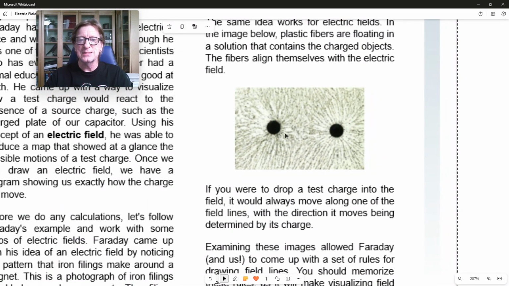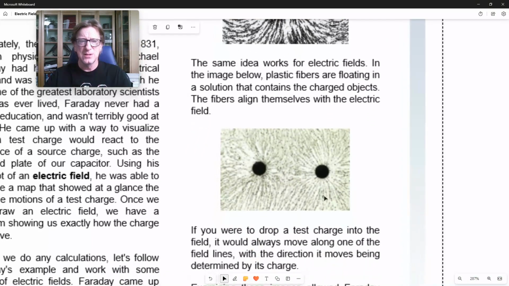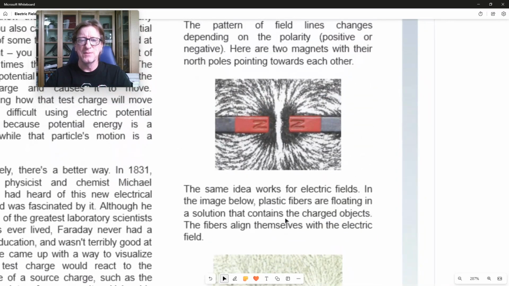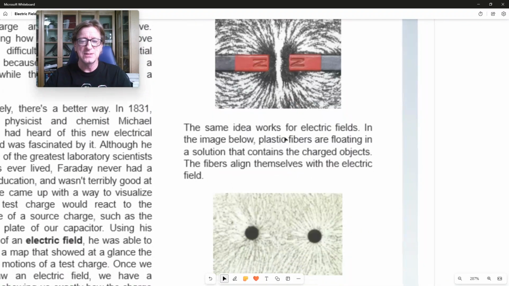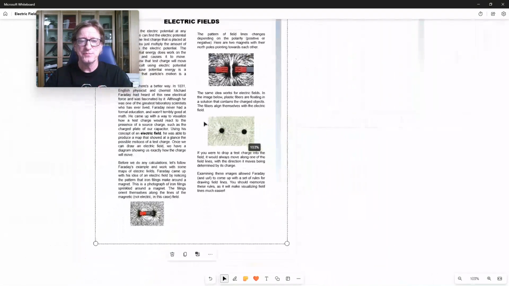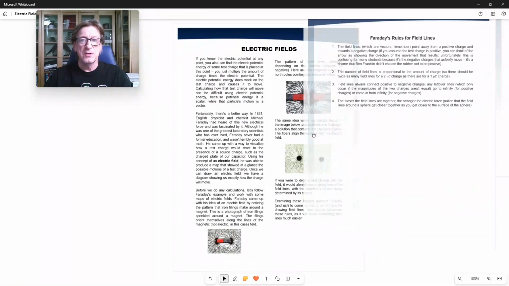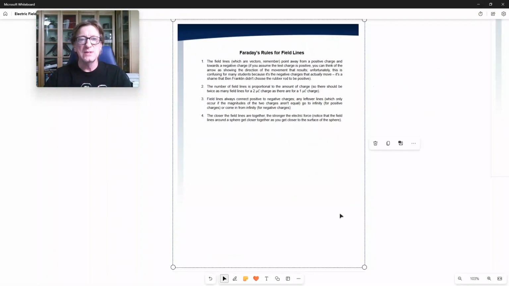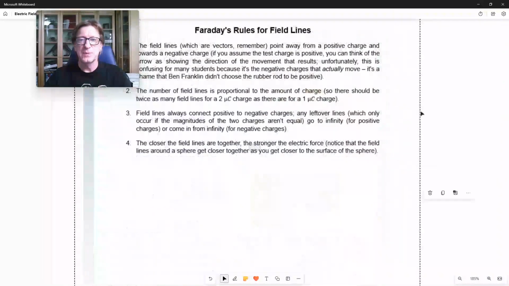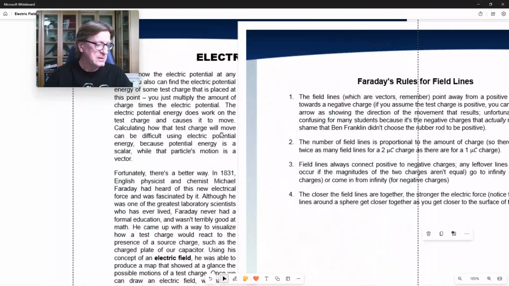These are some plastic fibers that are floating in a solution with two electrically charged balls that you see here. And since these two have the same sign, they're the same charge, you can see that we get a pattern that looks very similar to what we saw with the magnet up here. It's a little harder to see the electric field, and that's why the magnetic field is probably a better illustration, but it's still there and it's still basically the same thing. So in order to learn how to do these, we're going to have to learn Faraday's rules for drawing these field lines. So let's zoom in on this right here. I'm actually just going to delete this. There we go.